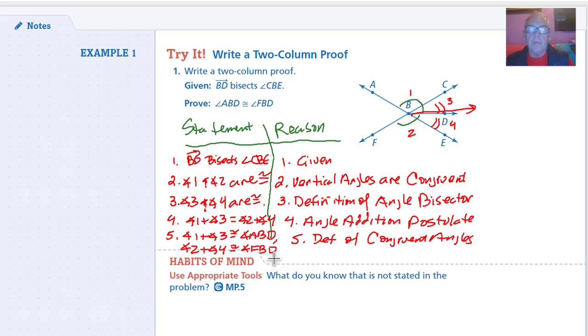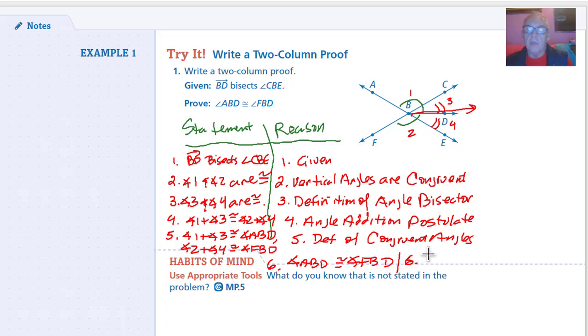And then our step 6, to finish this: this ABD is the same as 1 and 3, and this should actually be congruent up here. And this angle 2 and 4 is the same as FBD. So if we substitute from step 5 into step 4, we have angle ABD is congruent to angle FBD. And then the reason is substitution.